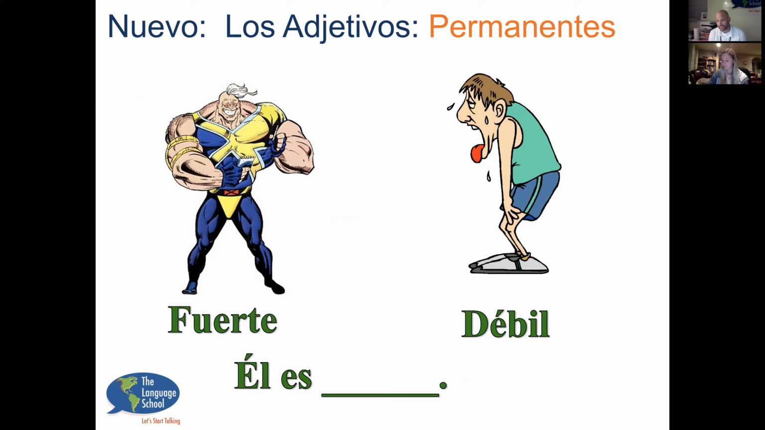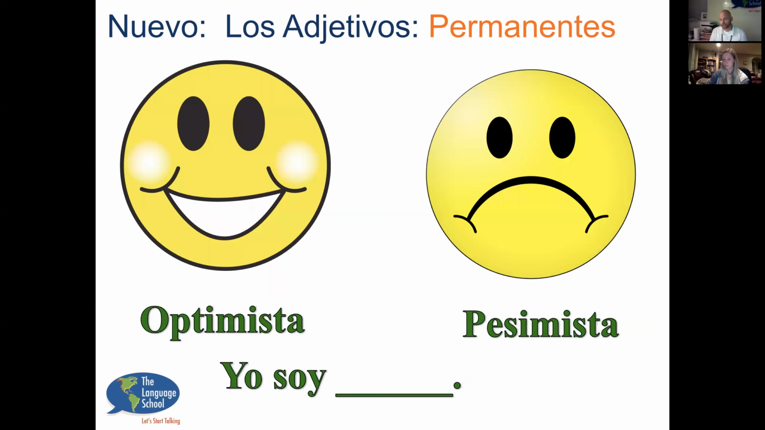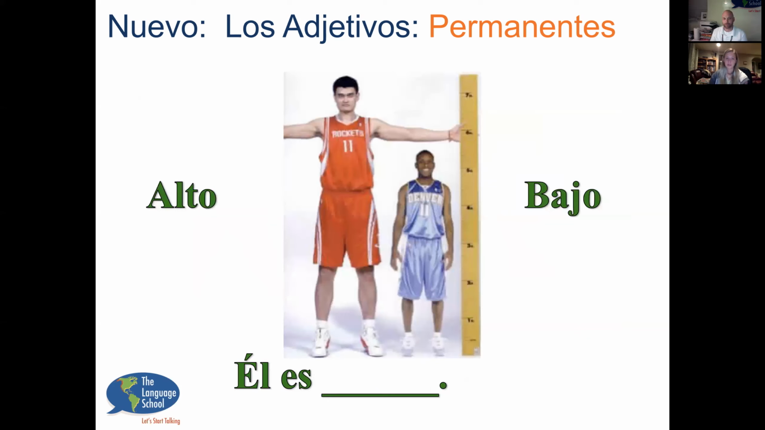Here's another one. Él es fuerte, él es débil. He's strong, he's weak. If you're weak and do a whole bunch of exercise, you can get strong, and then you can get weak again when you stop, but it's not going to happen overnight. Like, estoy contento, I'm happy, and then I crash my car and now estoy enojado. Now I'm mad. It can happen in an instant. Makes sense. Yo soy optimista, yo soy pesimista. I'm an optimistic person or a pessimistic person. Okay. Él es alto, él es bajo.